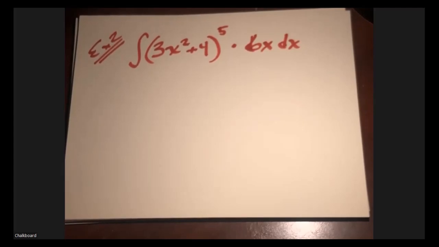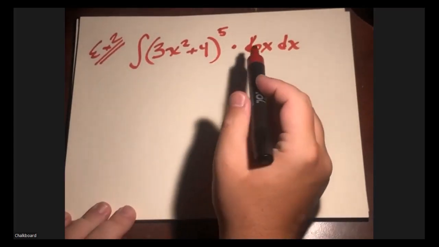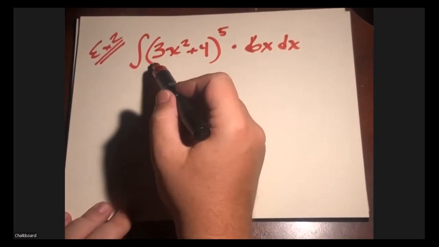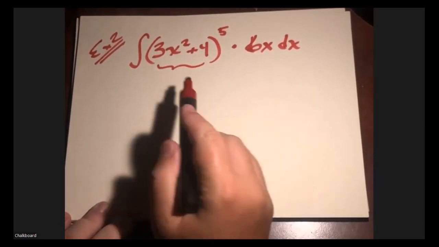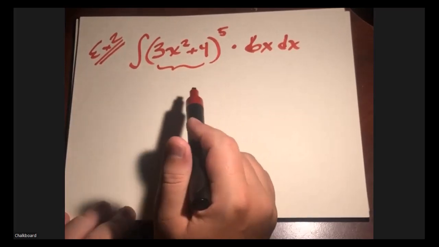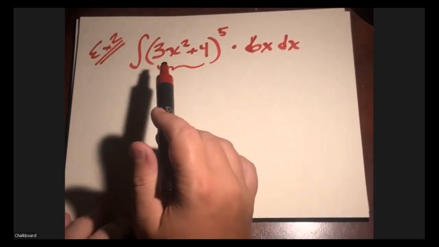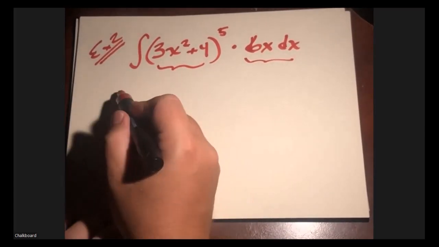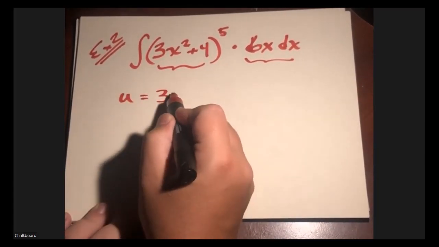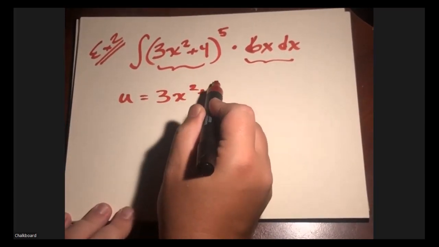So if you're trying to find the integral of this thing, notice that it looks like something to the 5th power, which is something I'm familiar with, power rule. And the derivative of what's inside, the chain link that we like to talk about for the chain rule, is actually present. It's right here. Let's start with a statement that u equals that expression, 3x squared plus 4.